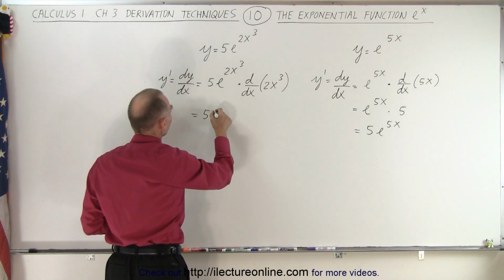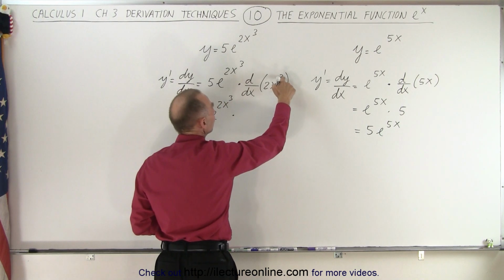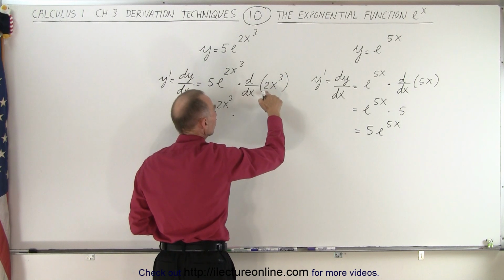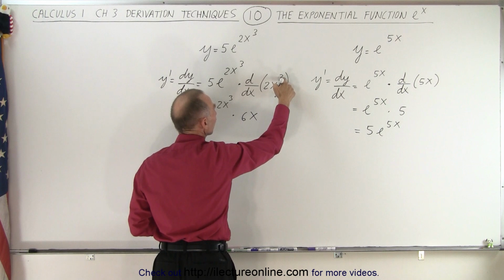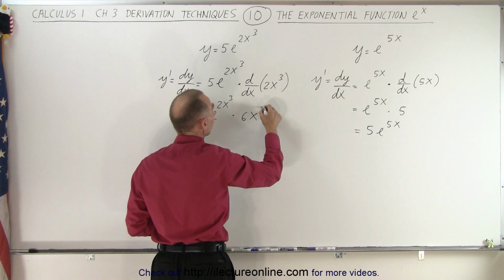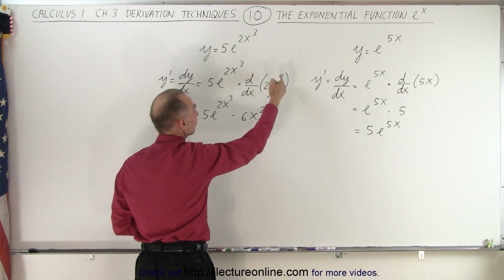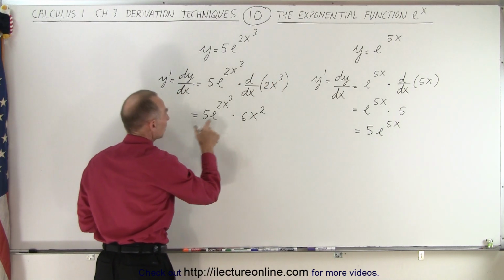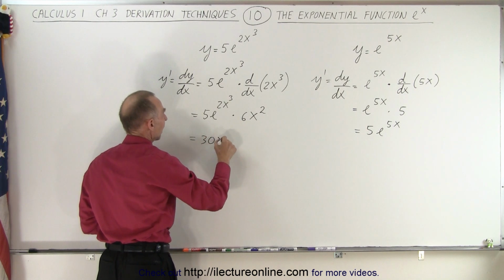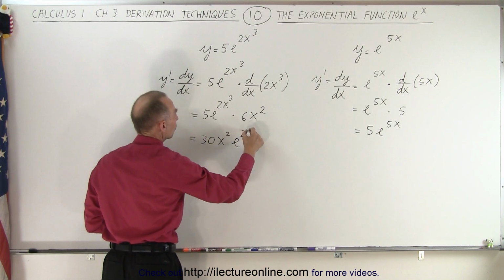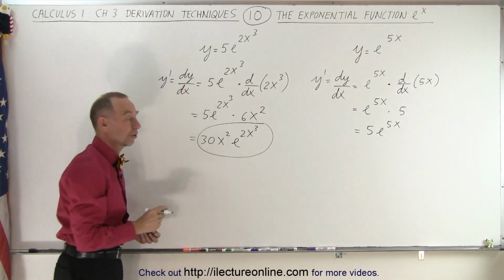We have 5e to the 2x cubed times, we take the exponent and multiply that times the constant, so 2 times 3, which is 6, x to the 1 minus, the exponent minus 1, which is 2. So 2x cubed, we take the derivative, we get 6x squared, and then typically we put that in the front. 5 times 6 is 30, so this becomes 30x squared times e to the 2x cubed. And so that would be the derivative of our initial function.